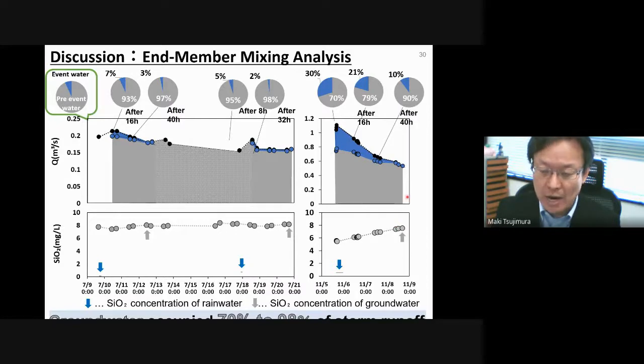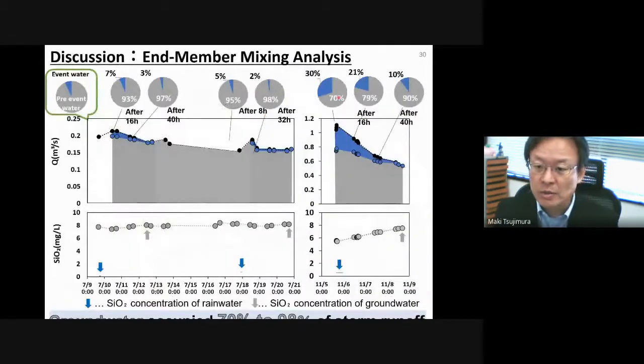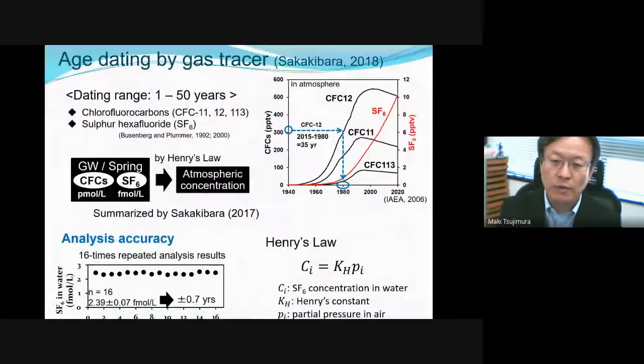This is a hydrograph in that experimental watershed, and the blue color shows the part of new water, rainwater, and the gray part is coming from the groundwater. So more than 70% of the stream water, even during the rainstorms, is sourced from the groundwater. So groundwater is the dominant source of the stream water, even during the rainfall.